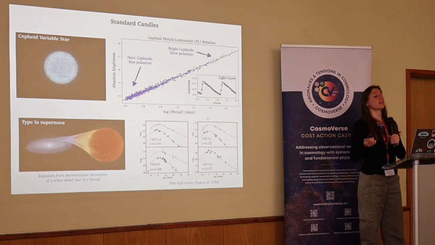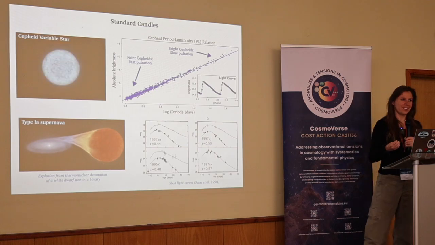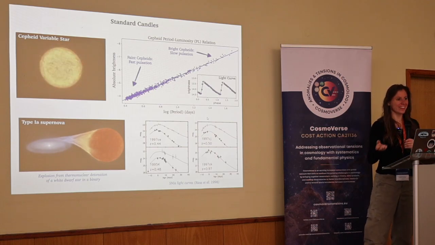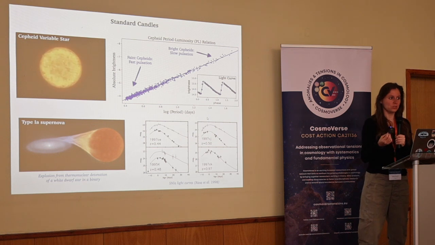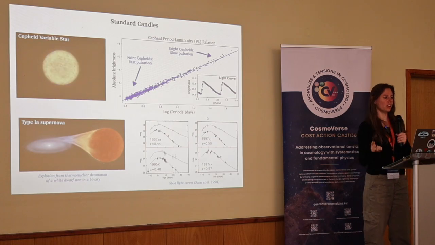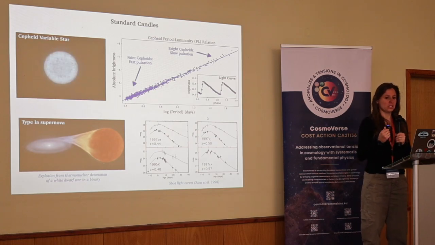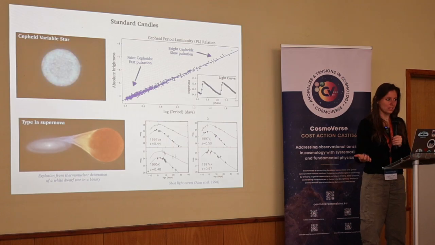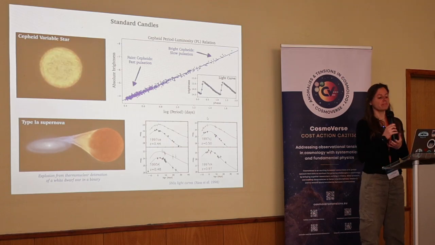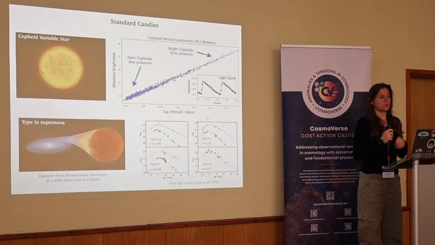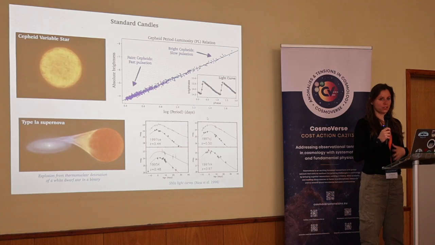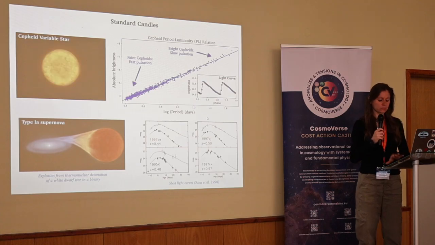Other methods are still under development. They are sometimes called standardizable candles because we're still trying to standardize them. So we know they follow some rules or some pattern to tell us the distance, but they might depend on some parameters like dust, color, metallicity, and you need to account for these dependencies, and that would be what we call systematics. So, of course, Cepheids and type 1a supernovae also have systematics, but they are, I would say, very well understood and under control.